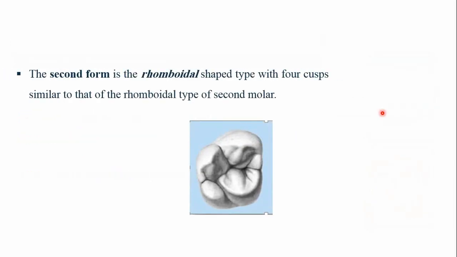The second form, which is less common, is the rhomboidal shape type with four cusps, similar to that of the rhomboidal type of the second molar. So four well-developed cusps can be seen: mesiobuccal, distobuccal, mesiolingual, and distolingual, with a strong and well-developed oblique ridge, the lingual groove, distal oblique groove, and buccal groove. So it will be presented with a well-developed occlusal surface, but this form is less common.